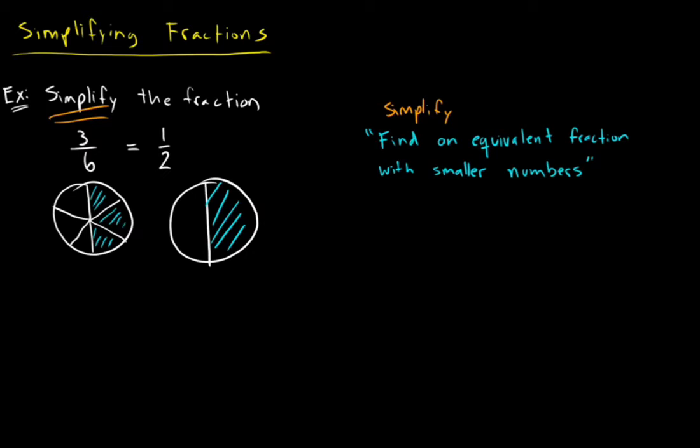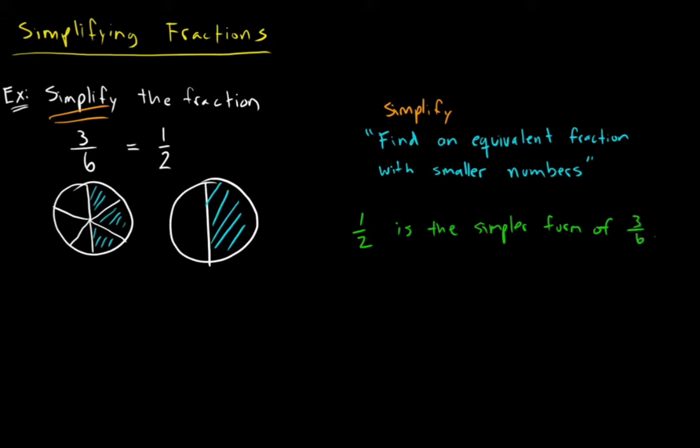1 is smaller than 3, and 2 is smaller than 6. So that's why it's called simplifying, because it looks simpler than the previous fraction, but they still represent the same information. That's the trick with equivalent fractions. So if we want, we can write a sentence and say that 1/2 is the simpler form of 3/6.